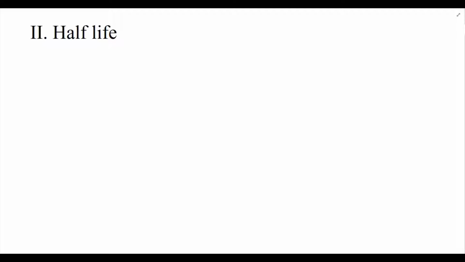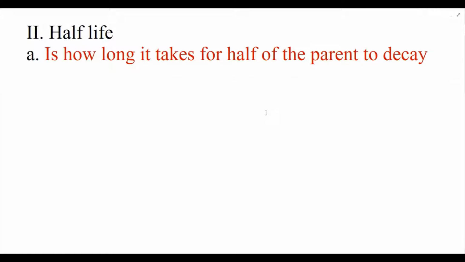All right, so we're going to fill in some more information. Half-life, again, is how long it takes for half of the parent to decay. It depends on what kind of element is being decayed, but for a specific kind of element, it's always going to be constant, right? So carbon-14 is going to decay at a different rate than potassium-40, but all the carbon-14 ever in the world is going to decay at the same rate, and all the potassium-40 in the world is going to decay at the same rate.